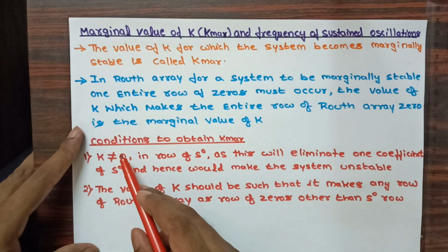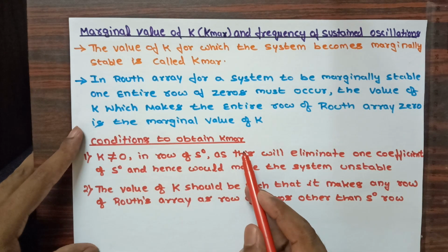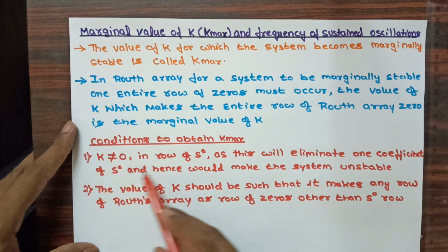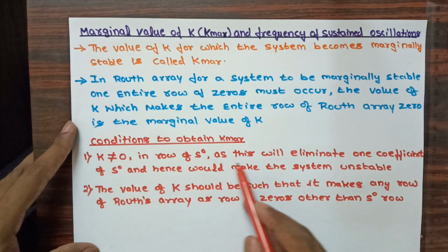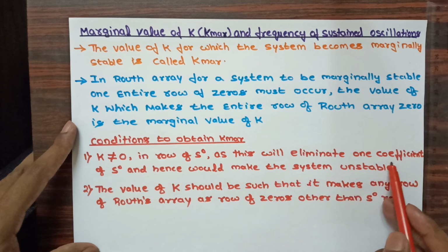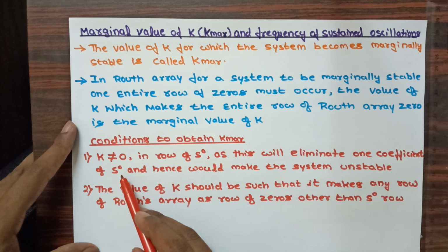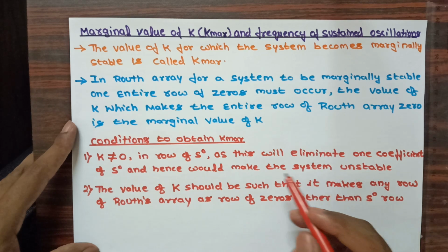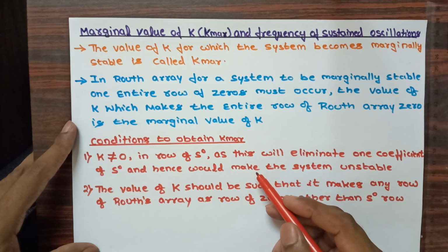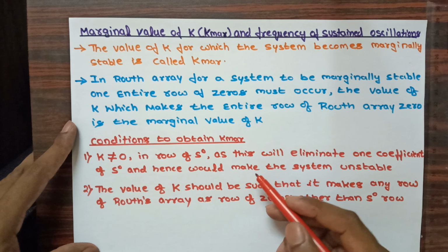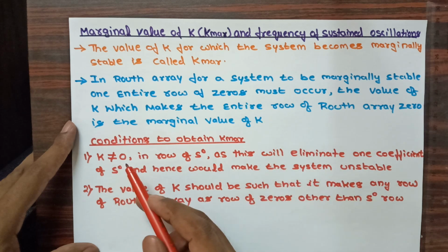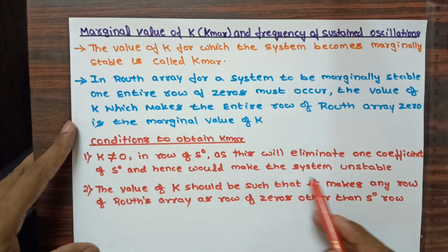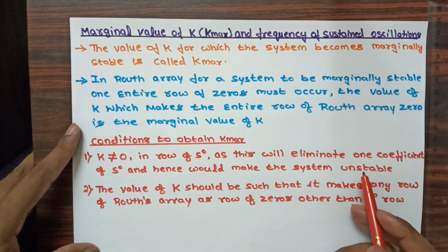We need to follow certain conditions to obtain K margin. First condition, K should not be equivalent to 0 in the row of s to the power 0, as this will eliminate one coefficient of s to the power 0 and hence would make the system unstable. That means in the array, in the last row, the s to the power 0 row, we should not consider K equal to 0. If I do that, then the system becomes unstable.